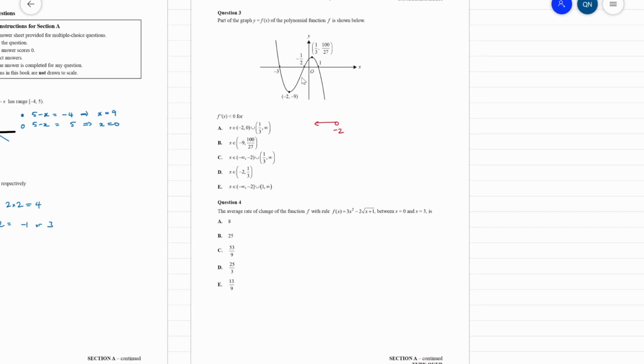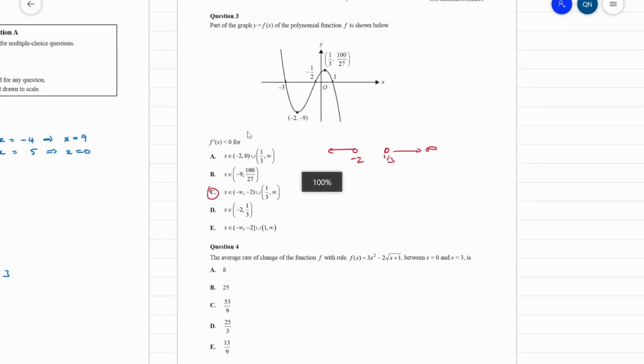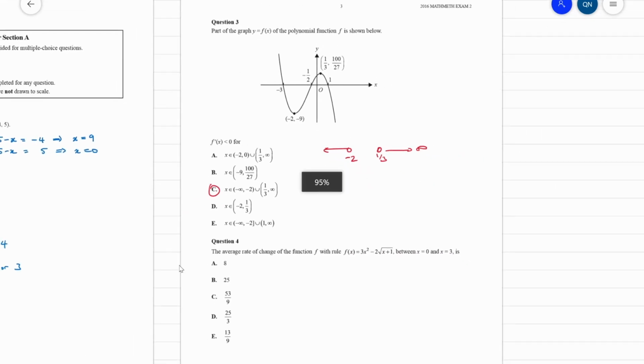So let's see what the correct answer should be. So 1/3 to infinity. It looks like it's going to be option C. All the other ones, if you have closed endpoints, that's not going to be correct because this is a strict inequality. If you're at the endpoints, you have f prime equal to 0.